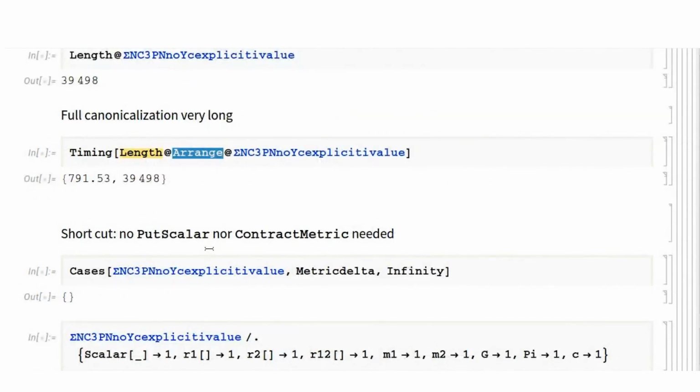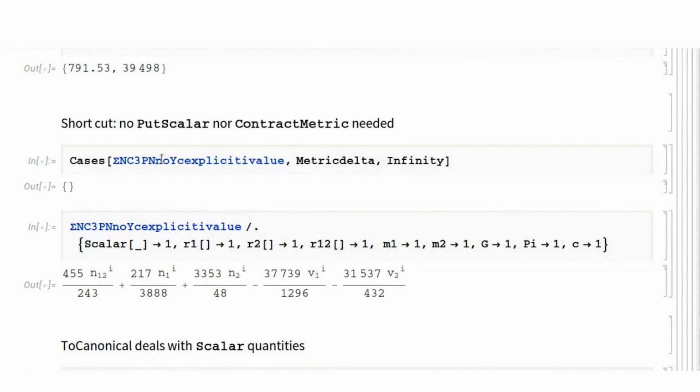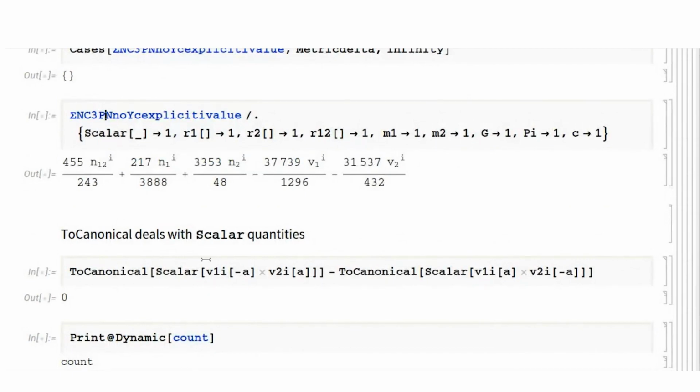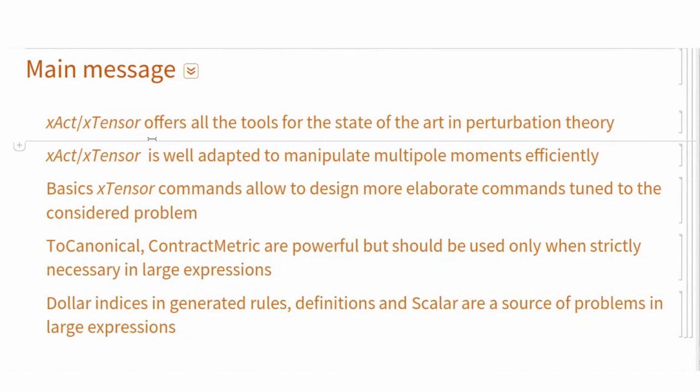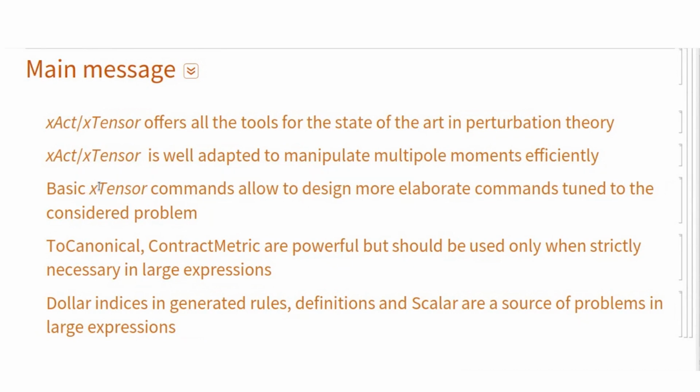And so I think you have to be clever in this case, check that the metric does not appear in the expression, that the expression structure allows you to skip two canonical, and that you can use two canonical only where needed. So for me, xAct xTensor offers all the tools for the state of the art in perturbation theory and very high order post-Newtonian theory, and also post-Minkowskian theory. It is well adapted to manipulate multiple moments efficiently with high number of indices. The basic xTensor commands allow to design more elaborate commands tuned to the considered problem.